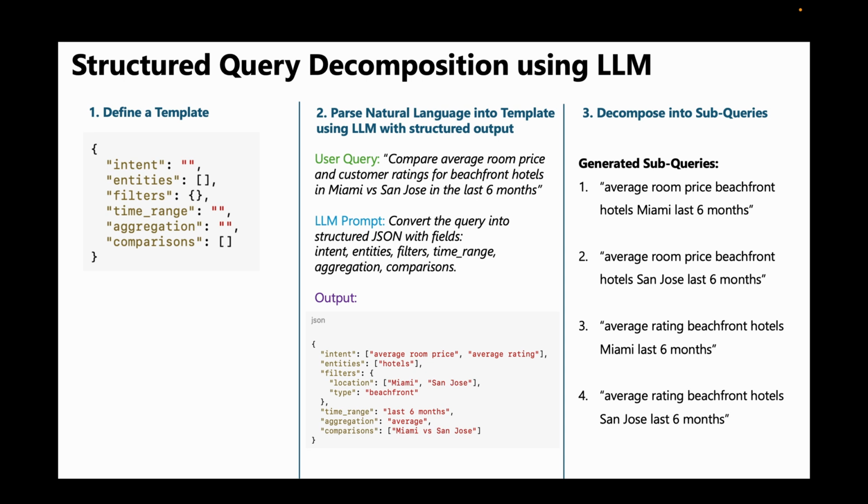And then we can use the information extracted by the model in the structured fields to systematically generate subqueries. This approach provides greater control, consistency, and interpretability. In practice, systems often combine both approaches to balance flexibility and control.